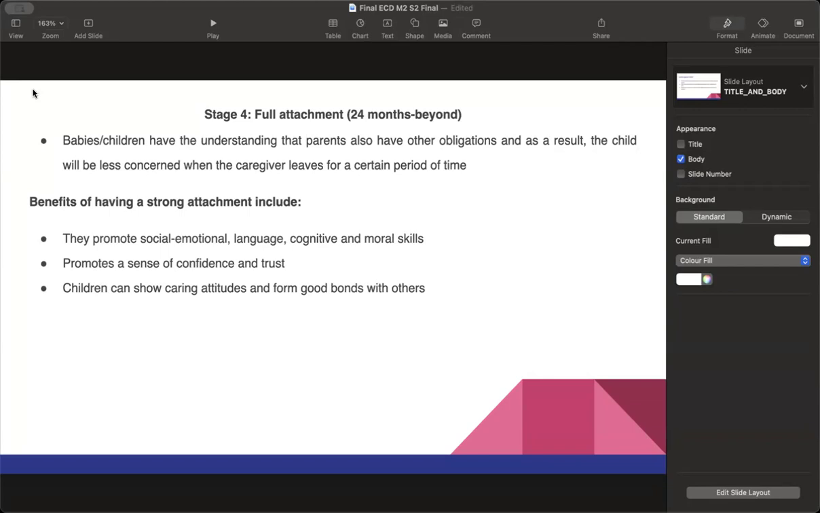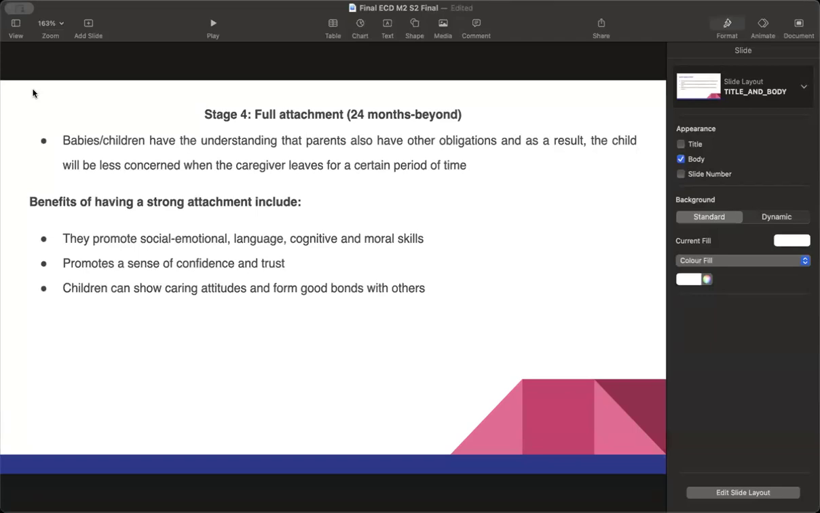Thirdly, we say that children can show caring attitudes and form good bonds with others then. So you will see they actually act it out. The ones that were there a little bit longer, they will go sit next to the other one. They will share their lollipops with them. They will hold their hands. They will hug them. The ones that are a little bit smaller, they will actually go and pat them on their shoulder, or tell them, don't worry, everything is going to be okay. They're able to empathize with the others.